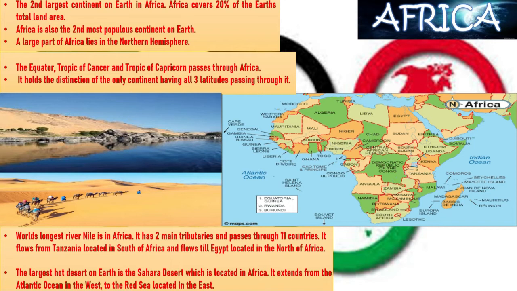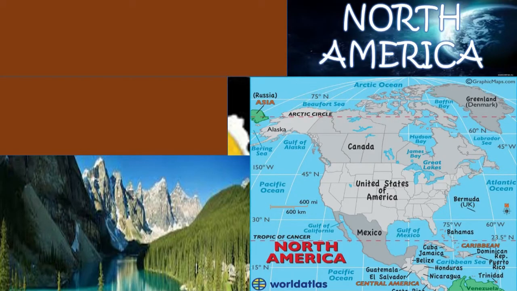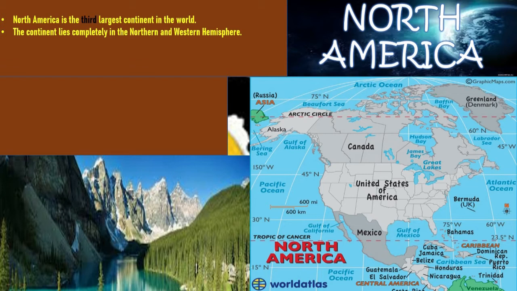Now it's time to know about our next continent. The next continent is North America. Don't get confused with United States of America, because United States of America is a country which is located in North America. North America is the third largest continent in the world, and it lies completely in the northern and the western hemisphere. The Isthmus of Panama, a narrow strip, links North America and South America.